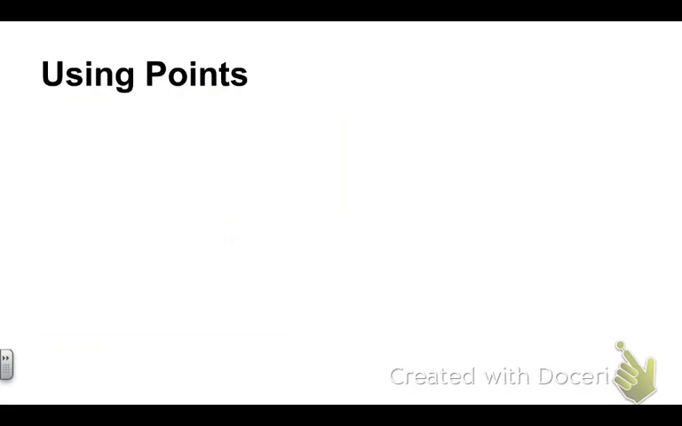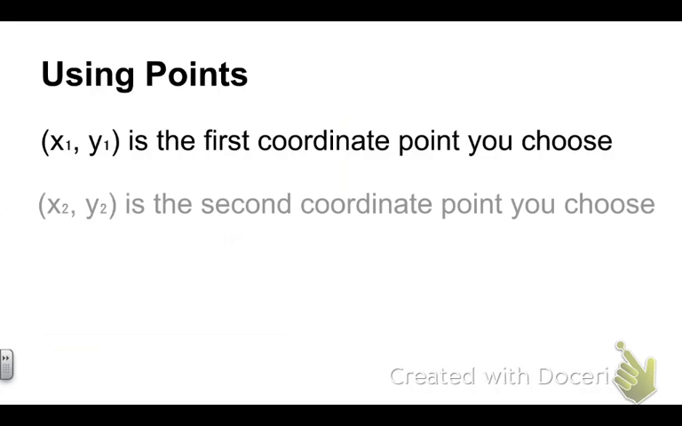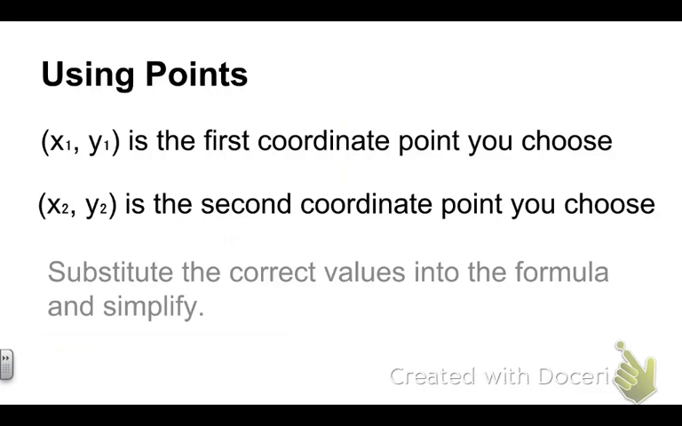So now what that means to use those points, x1, y1 is the first coordinate point you choose. And then x2, y2 is the second coordinate point you choose. So all we're going to do is substitute the correct values into the formula and simplify.